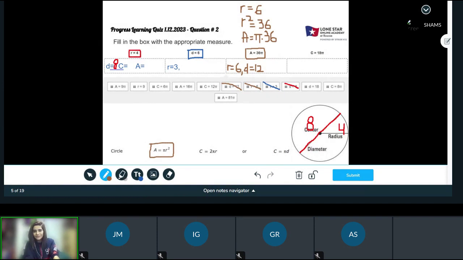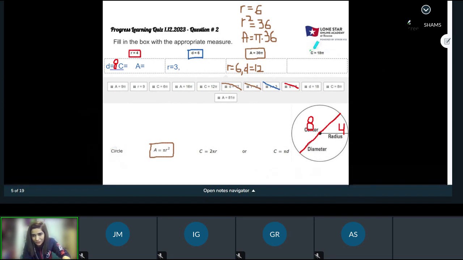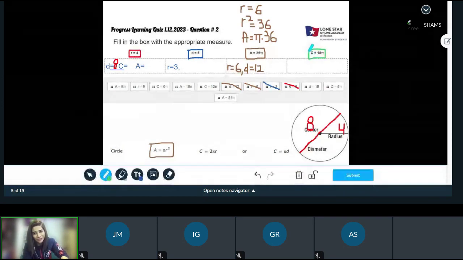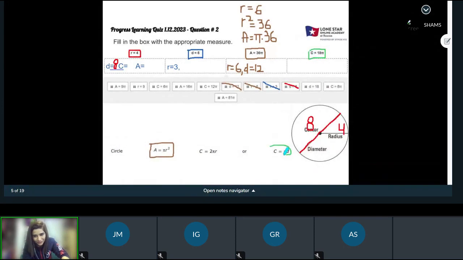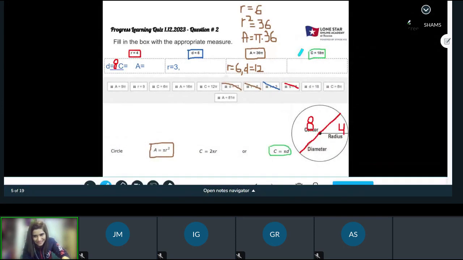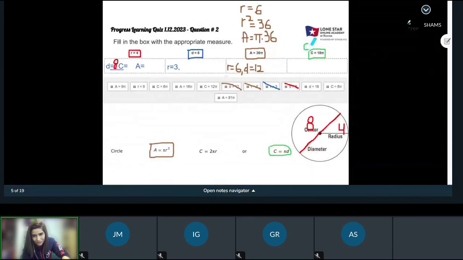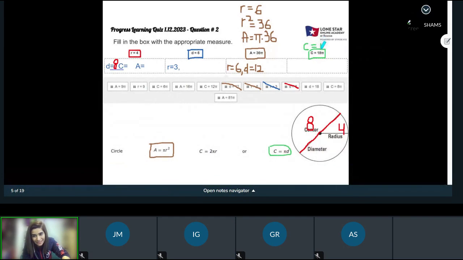Okay. Now, the last one says that circumference is 18 pi. So 18 pi. You can use a green one for the last one. I can say circumference is 18 pi, right? What does the formula for circumference say? Pi times d. So I'm going to write down circumference equals pi times d, right? So pi times 18.